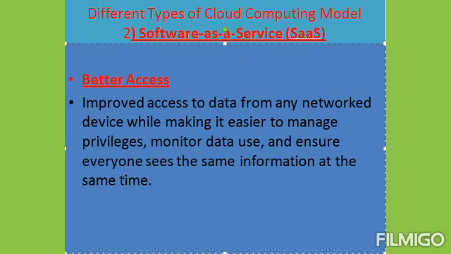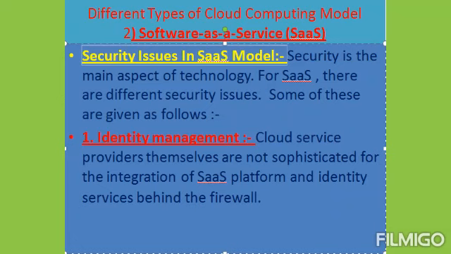So next and last point is security issues in the SaaS model. So there are various types of security issues in the SaaS model. Security is the main aspect of technology. So there are different security issues, some of which are given as follows. First is identity management. Second is cloud standards are weak. Third is secrecy.